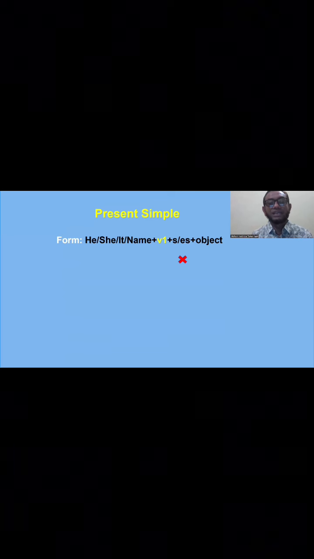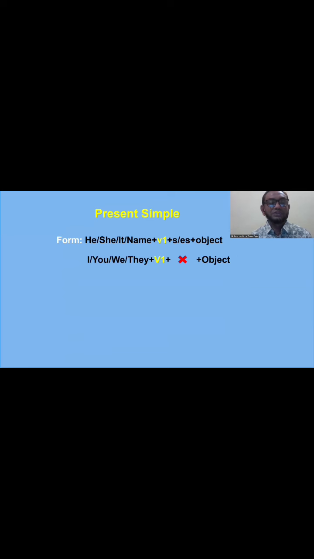Now, we can look at the next one, present simple and the formation of present simple. What is the formation? What is the structure? He, she, it, name plus verb one plus s or es plus object. Again I am saying, he, she, it, name, verb one plus s or es plus object. Clear? Okay, now come to the next.